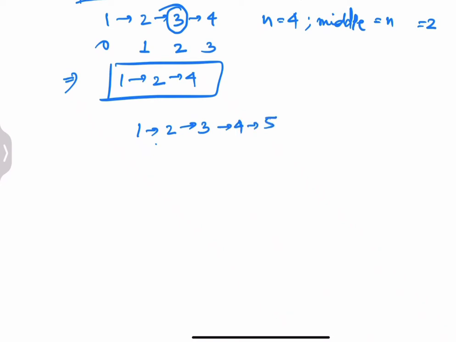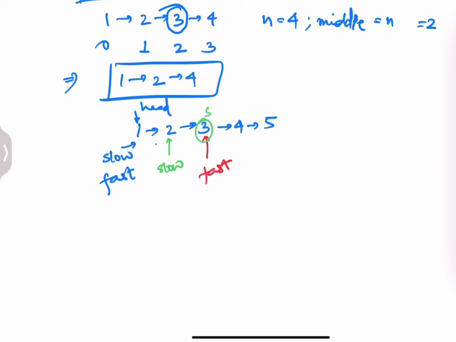So we will have 2 pointers, slow and fast. This would be the slow pointer and this would be the fast pointer, both initialized to head. Okay. Now what we will do is move the slow pointer by 1 and fast by 2. So slow will be pointing to this and fast will be pointing to this. This would be your fast pointer and this would be your slow pointer.